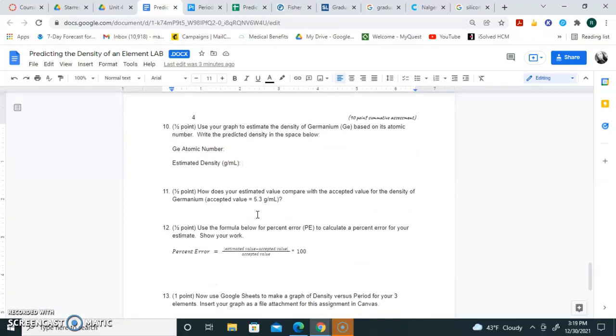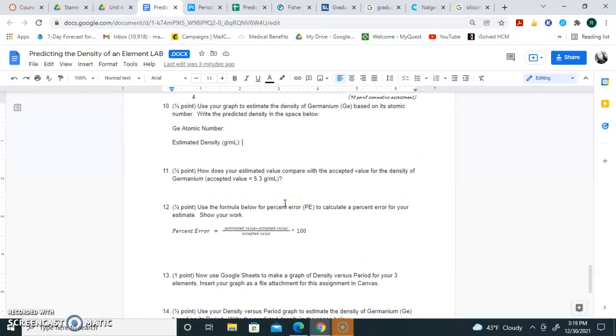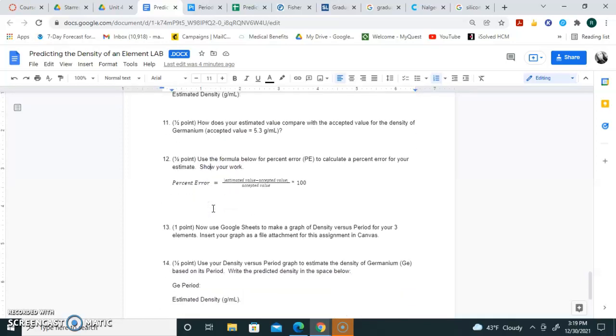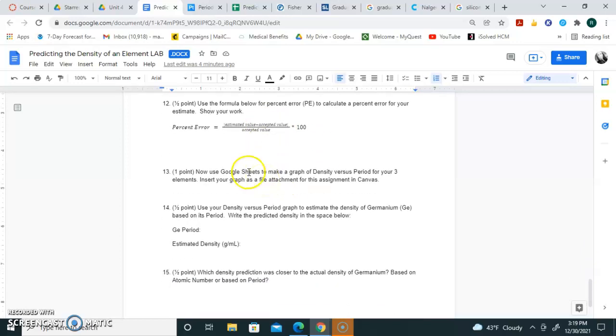Question number 11 asking how does this value compare to the accepted value? Is it higher? Is it lower? The accepted value for germanium is 5.3, and I just predicted 4, so my value would be lower. And in number 12, it's actually asking you to use this formula using your estimated value. In my case, it was 4, and using the accepted value of 5.3 for germanium, it's asking you to calculate a percent error. So how far off is your answer compared to the accepted value of density?